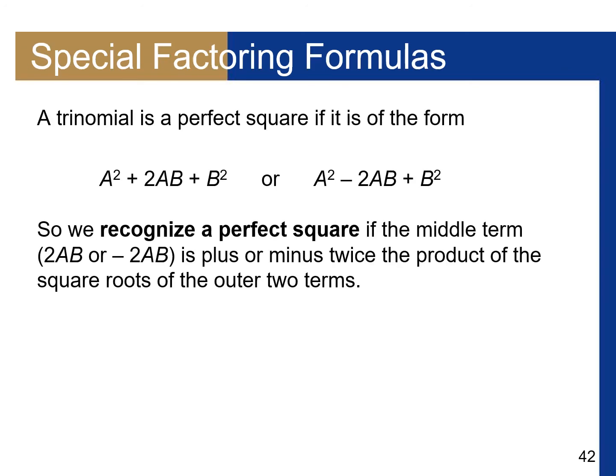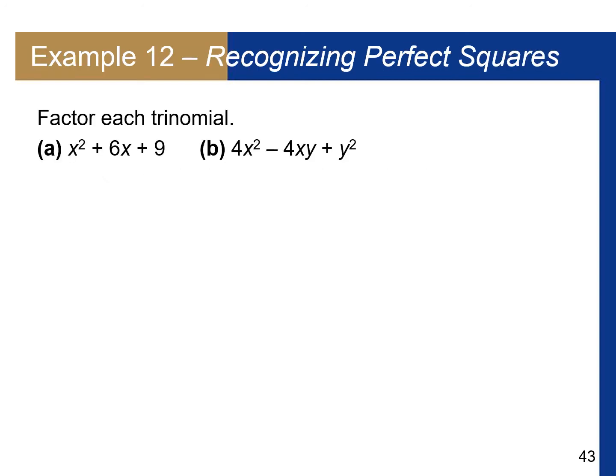All right, trinomial square, recognize it as a perfect square. I notice my ends are perfect squares. This is a perfect square, and this is a perfect square. What is the perfect square of this? X. What is the perfect square of this? 3. If I multiply them together, I get 3x. If I double it, I get 6. Bingo. That tells me it's a trinomial square.